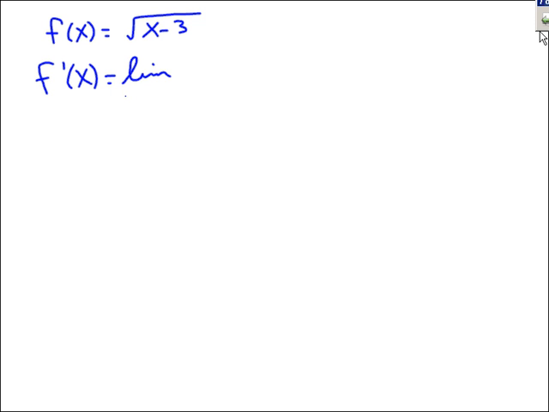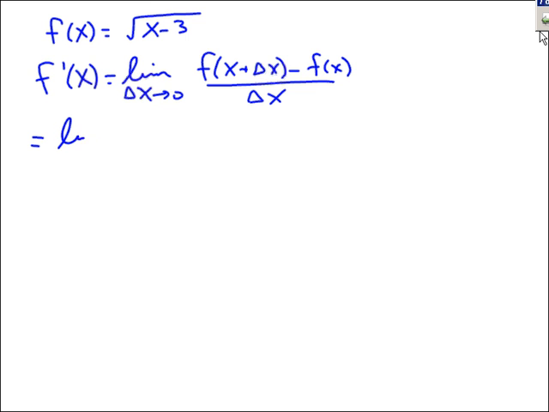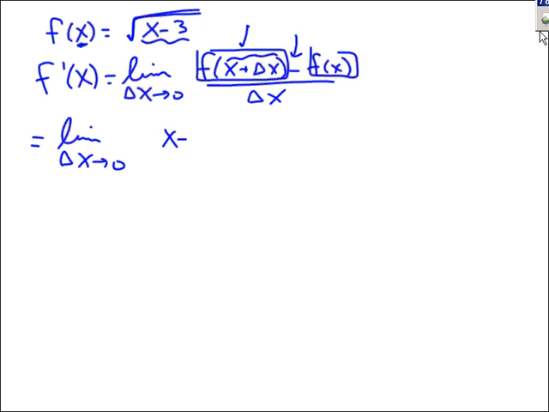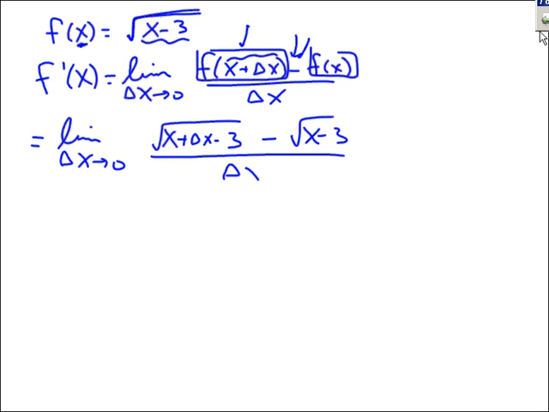Equals the limit as delta x goes to 0 of f of x plus delta x minus f of x, all over delta x. This is equal to the limit as delta x goes to 0. Again, it's this piece minus that piece. Well, what is this piece? No matter what you put in the brackets, take away 3 and then put that strange looking symbol on top. Okay, I take what's in the brackets, I take away 3, and I put square root on top. Minus f of x. F of x is the square root of x minus 3. And all of this is over delta x.